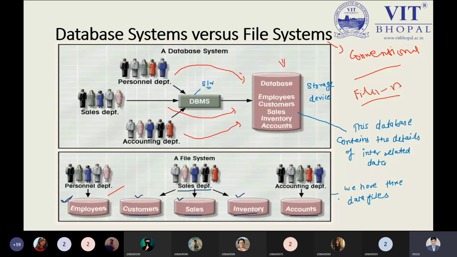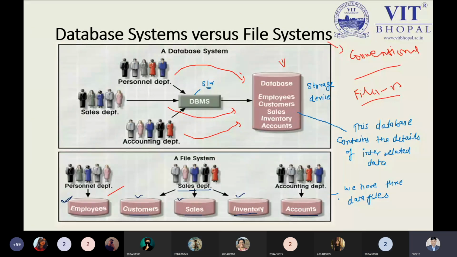Okay. So anyone who has any doubt right now? Is it clear to all? The difference between the database system versus the file system? Is it clear? Yes, sir. Okay.